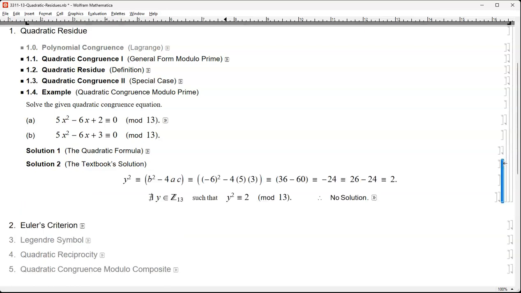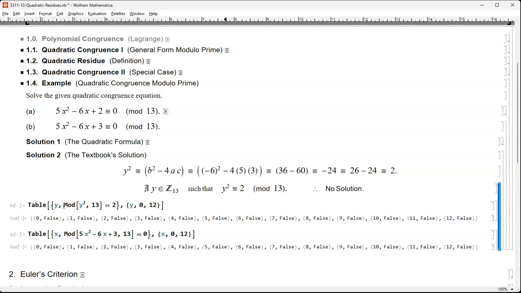And the textbook solution actually is the same. You're looking at this b squared minus 4ac, which simplifies into 2 modulo 13, and then there's no number from 0 to 12 modulo 13 whose square is congruent to 2. And here I checked, not manually, excuse me, I checked everything with Mathematica, and you can see all false. And then I checked everything for the entire congruence, and then again you see all false. So there's no solution.